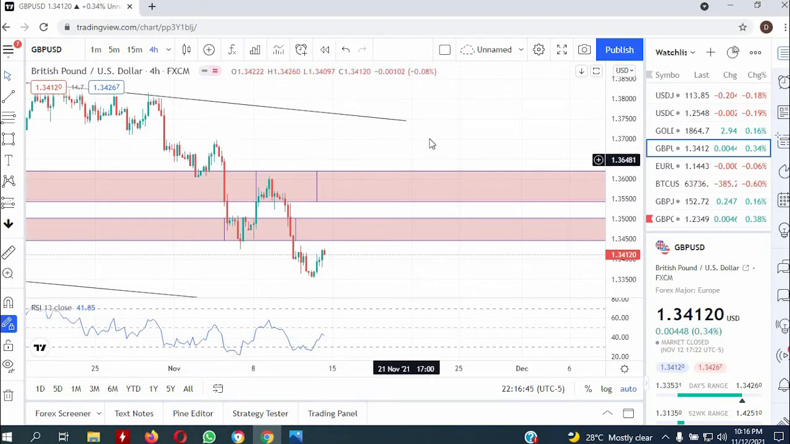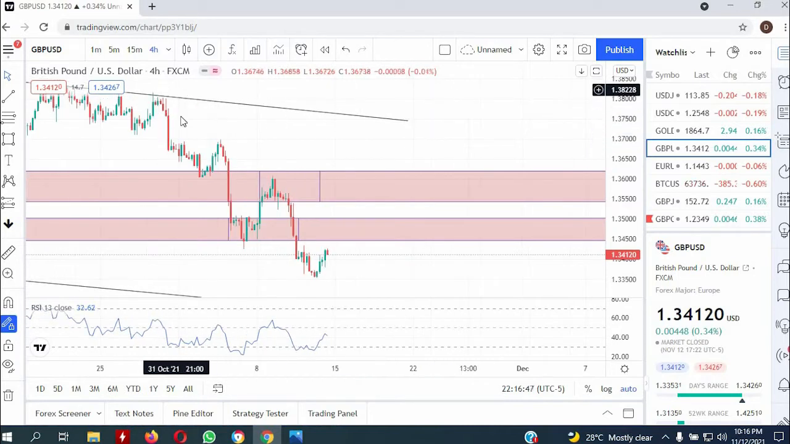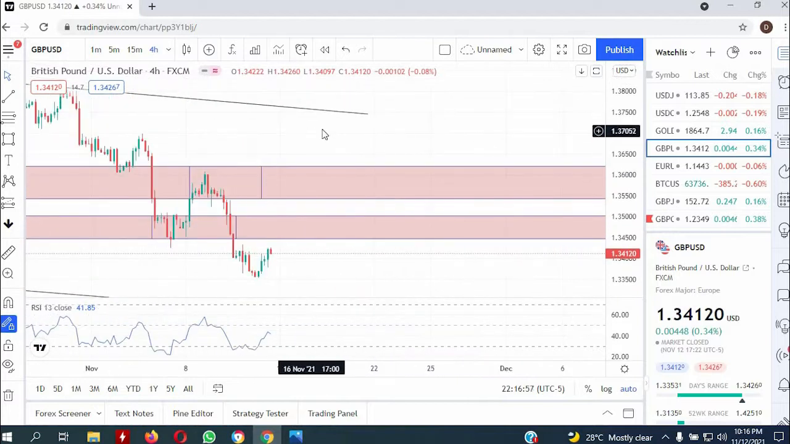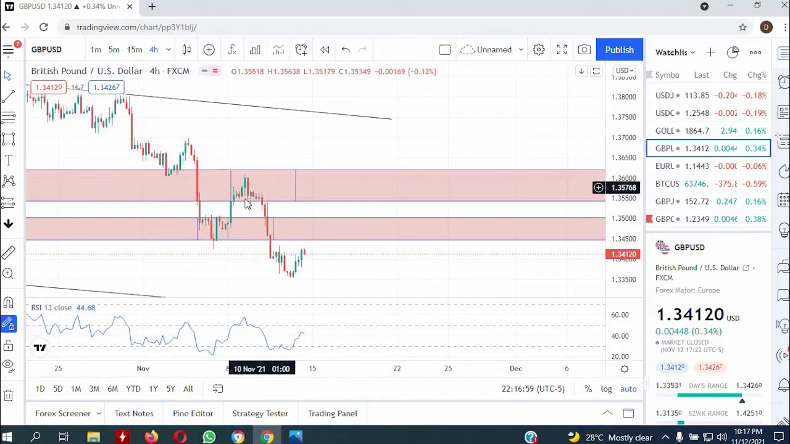Now, if the GBP USD breaks through the trend line, you can look for an up move. But for now, it's in a strong bear trend. So if you're a short-term trader, you can look into this area for a sell trade. You can also look into this area for a sell trade as well.